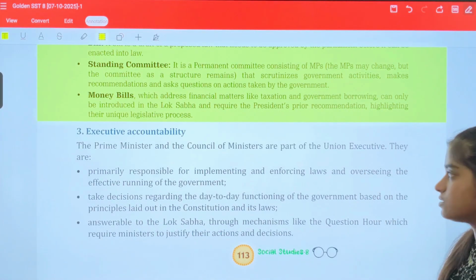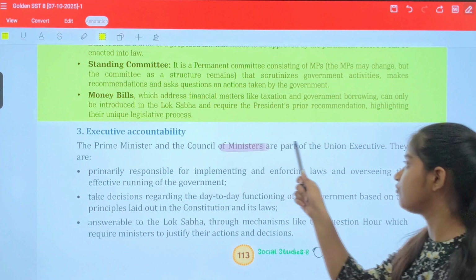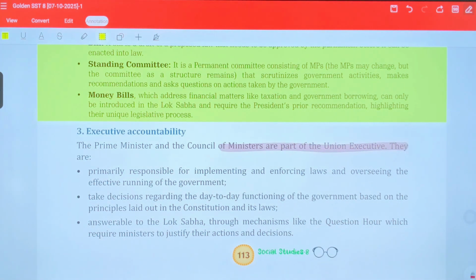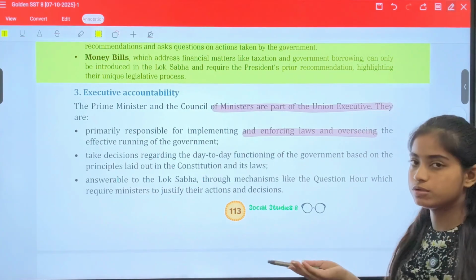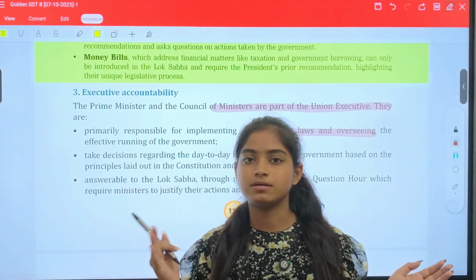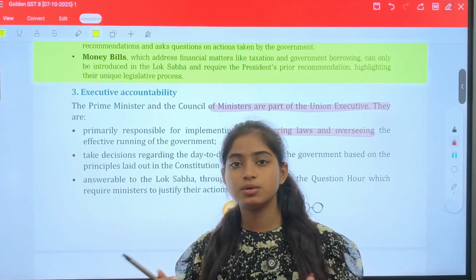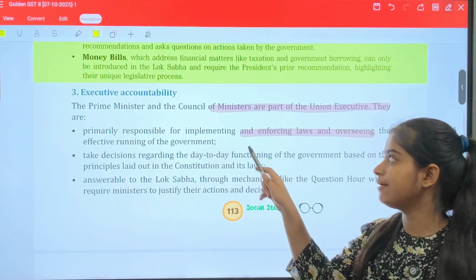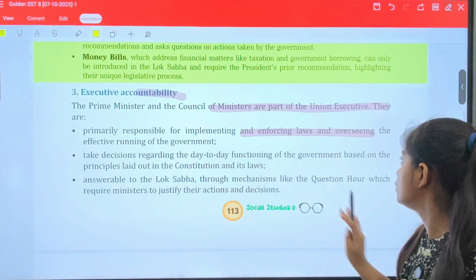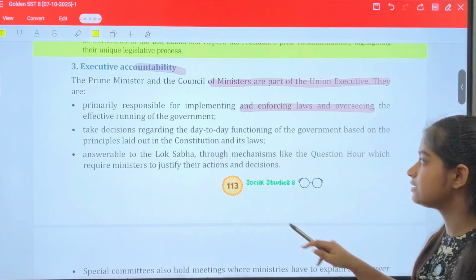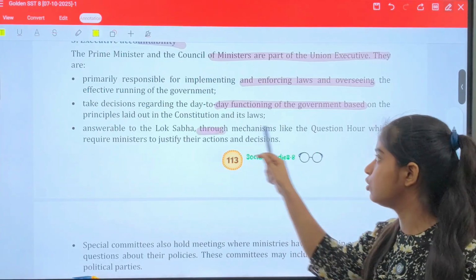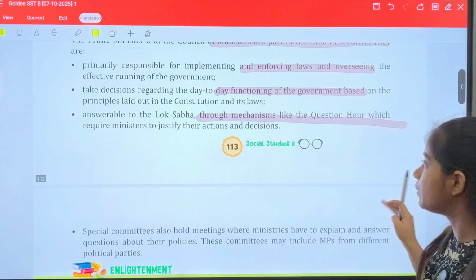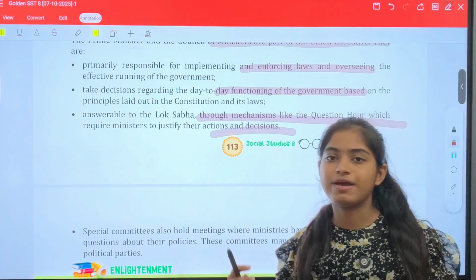Executive accountability. The Prime Minister and Council of Ministers are a part of the Union Executive. They are primarily responsible for implementing and enforcing laws. We already discussed that the legislature makes the laws, and to implement them we have the executive. They also take decisions day by day for the proper functioning of the government, and they are answerable to the Lok Sabha through mechanisms like the question hour, which requires ministers to justify actions and decisions.